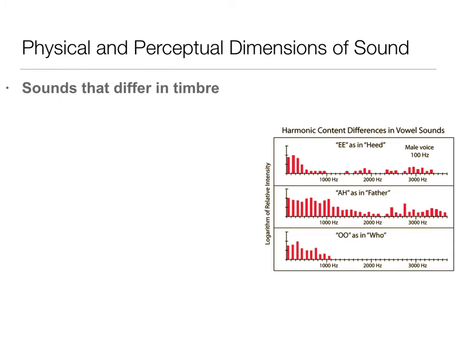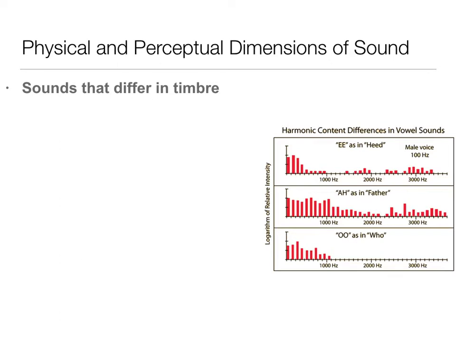So sounds that differ in timbre. These are all different vowel sounds. We have "ee," as you would say in "heed," "ah," as you would say in "father," and "oo," as you would say in "who." And this shows the harmonic content of these different vowel sounds. The harmonic content is the idea that there's more than just fundamental frequency going on. Fundamental frequency is the first harmonic, but that's not all that's going on.